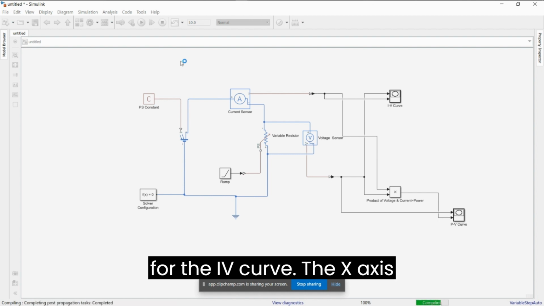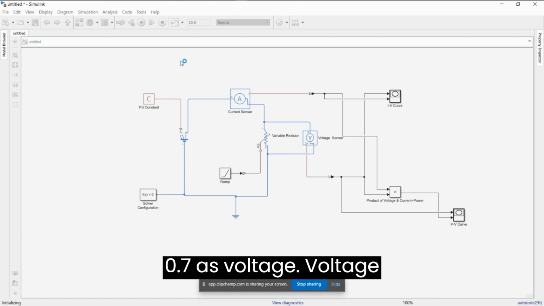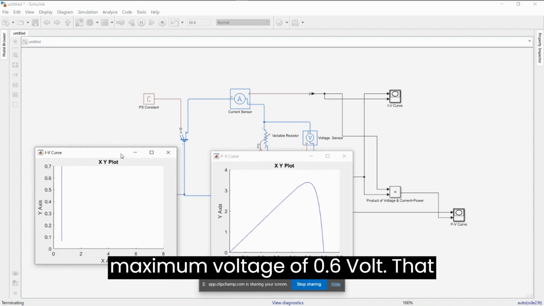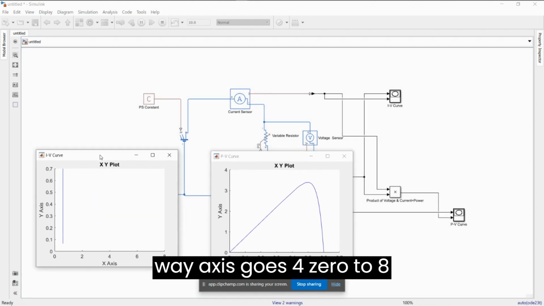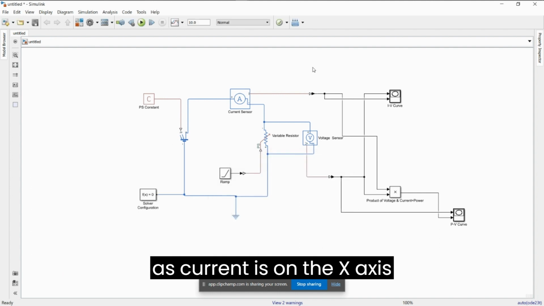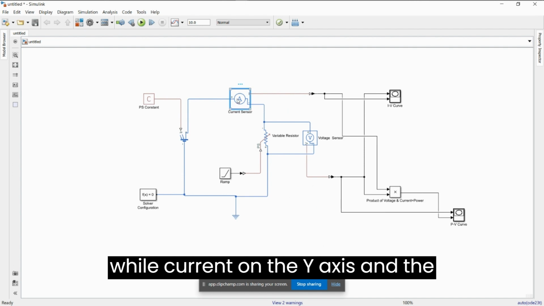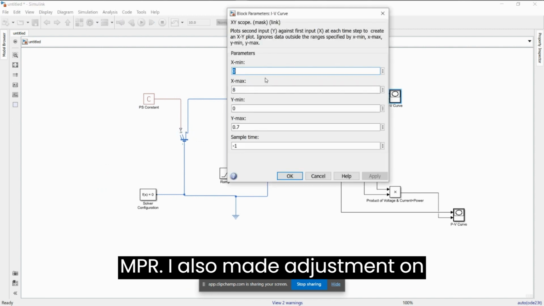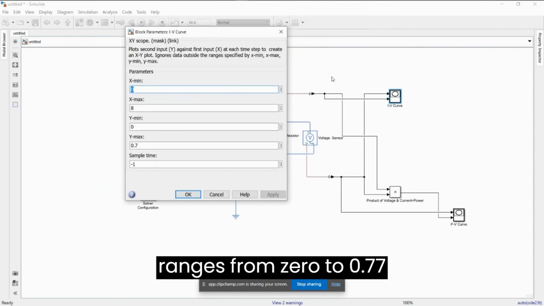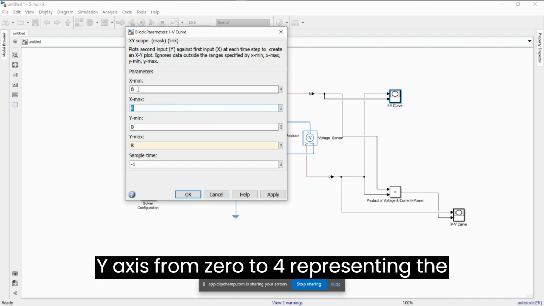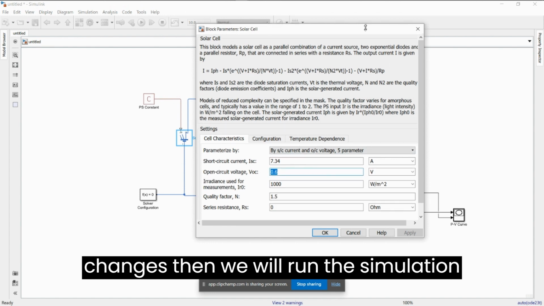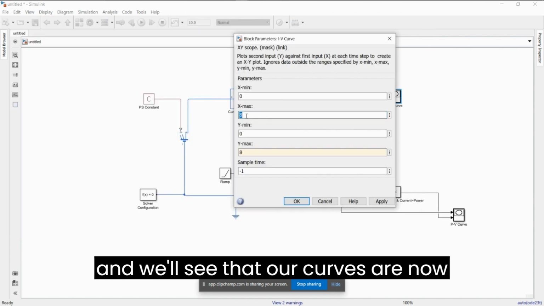For the IV curve, the x-axis ranges from 0 to 0.7 as voltage is on the x-axis, with the maximum voltage of 0.6 volts. The y-axis goes from 0 to 8 as current is on the y-axis, and the maximum current value is 7.34 amperes. I also made adjustments on the PV curve block, setting the x-axis range from 0 to 0.7 volts and the y-axis from 0 to 4, representing the power. With these changes, when we run the simulation, we see that our curves are now perfect.